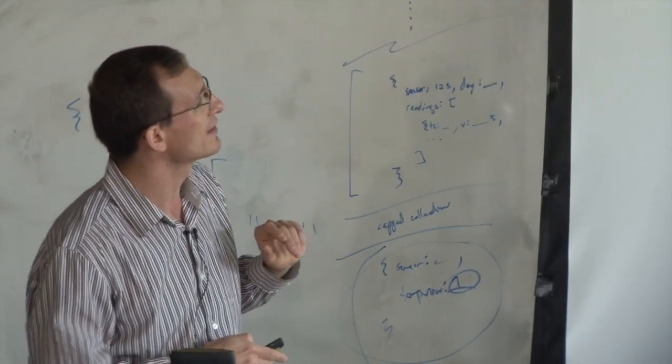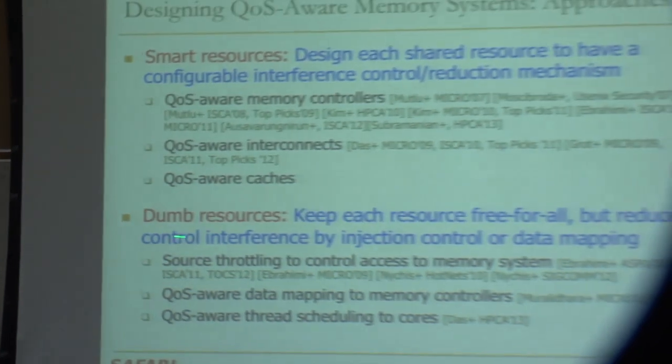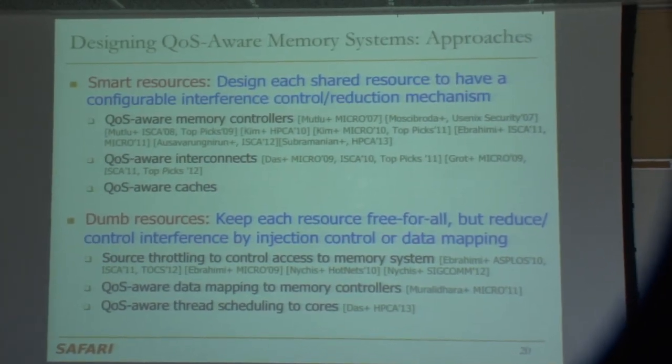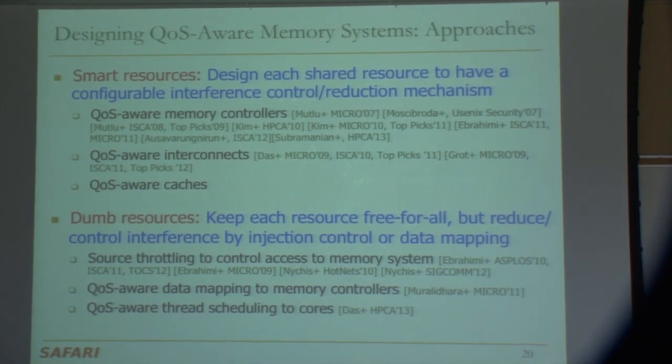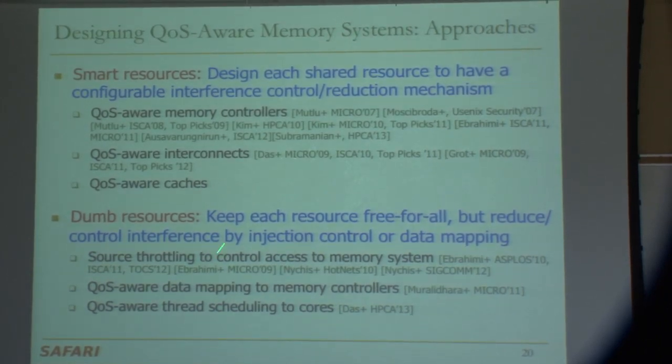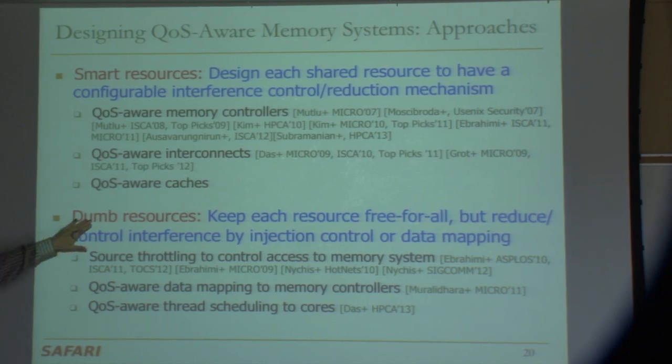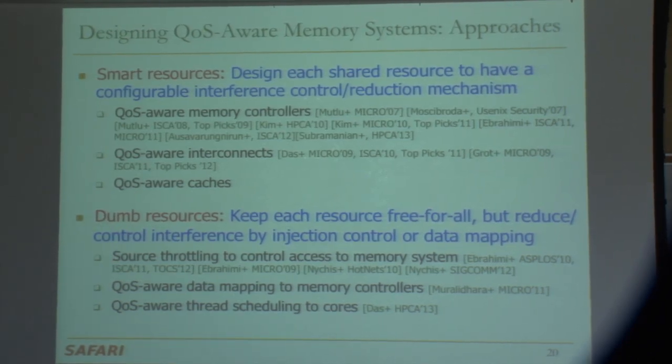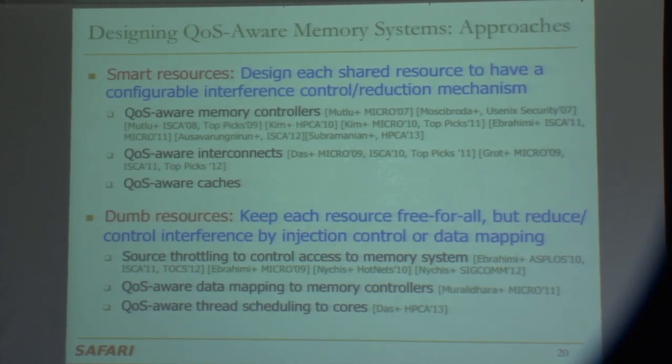The other approach that's fundamentally different from this is to keep the resources dumb. Basically, don't design a memory controller that provides some kind of fairness guarantee, or a memory interconnect, or a cache that provides that guarantee. But somehow add some counters to these resources such that you can monitor which application is denying service to which other, how much each application is being slowed down, and reduce or control interference by controlling injection into these resources. Basically, keep the resources dumb, but make the sources or some other mechanisms more intelligent.